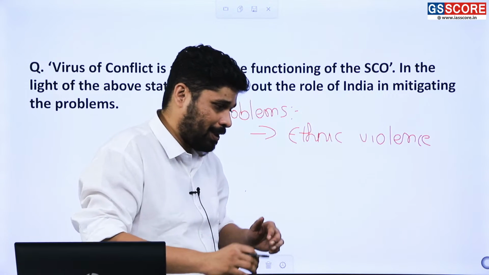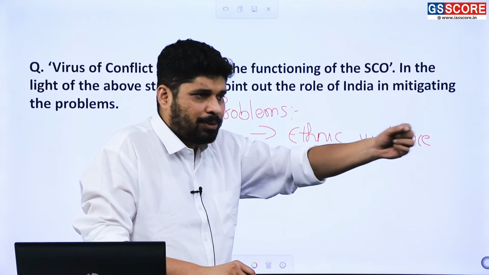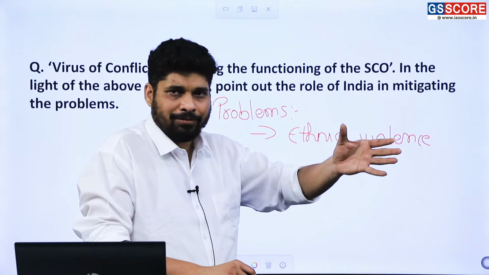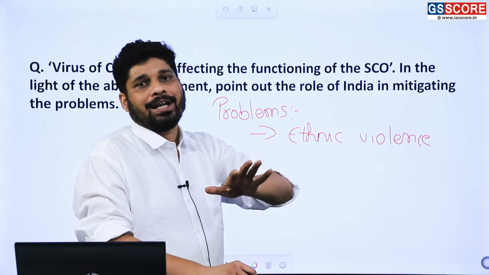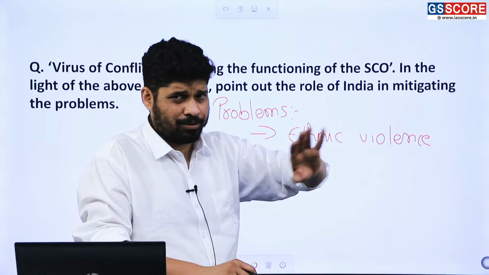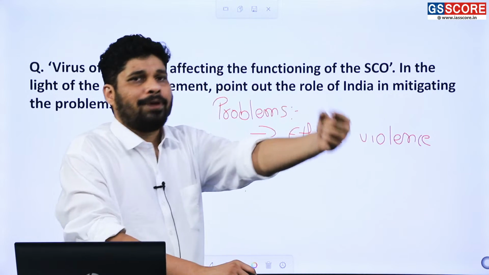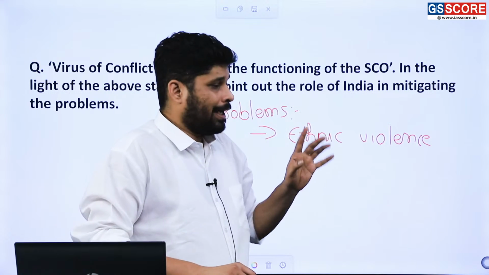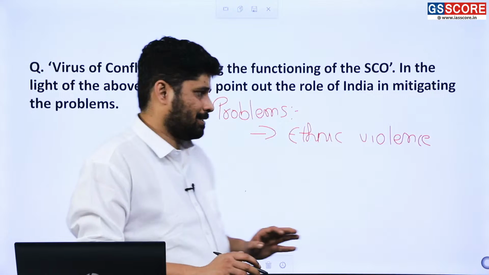Hence what has happened is that there has not been better cooperation between the countries. Because of ethnic violence, neither country is able to offer more than what they are offering right now. Countries are not able to meet their potential with respect to what they could advance to SCO. Do write the Fargana Valley example, and write the problem between Kazakhstan and Uzbekistan.